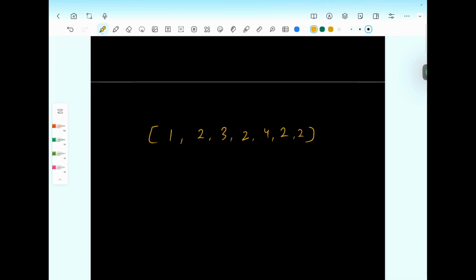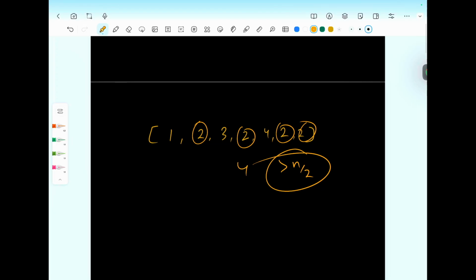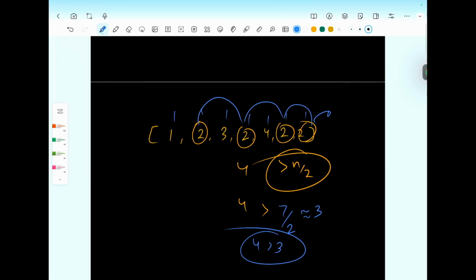We had an array like this and we have to return an element which has a count greater than n by 2, where n is the size of the array. So 1, 2, 3, 4, 5, 6, 7. 7 by 2 is approximately 3. So 4 is greater than 3, so we can say 2 is our majority element.